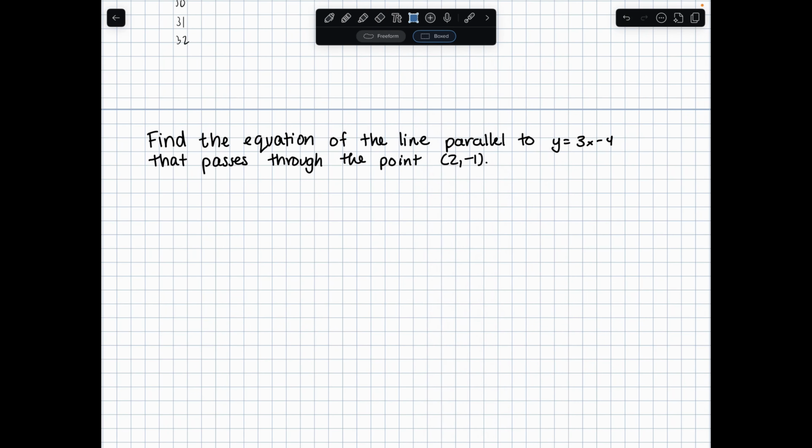Okay, I'm going to show you guys 3 ways to do this problem. Find the equation of the line parallel to y equals 3x minus 4 that passes through the point (2, -1). So first way is you can use a table. To be parallel, we know the slope is going to be the same.